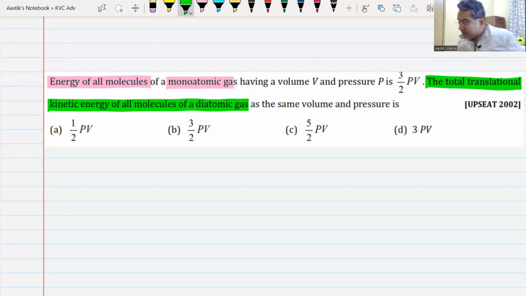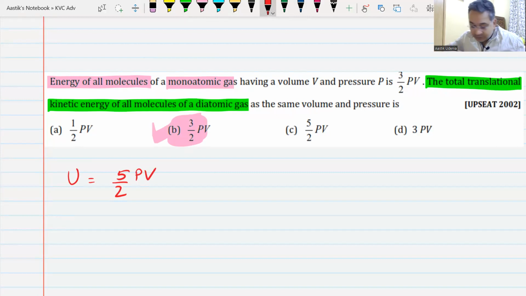Option B is correct. Monatomic gas only has translational degrees of freedom, 3 by 2. Total translational kinetic energy: a diatomic gas will also have only 3 degrees of translational freedom and therefore the answer is this. If they would have asked what is the total energy of diatomic gas, then the total energy of the diatomic gas will become 5 by 2 PV, because it will have 2 degrees of rotational freedom as well. Do we understand this?